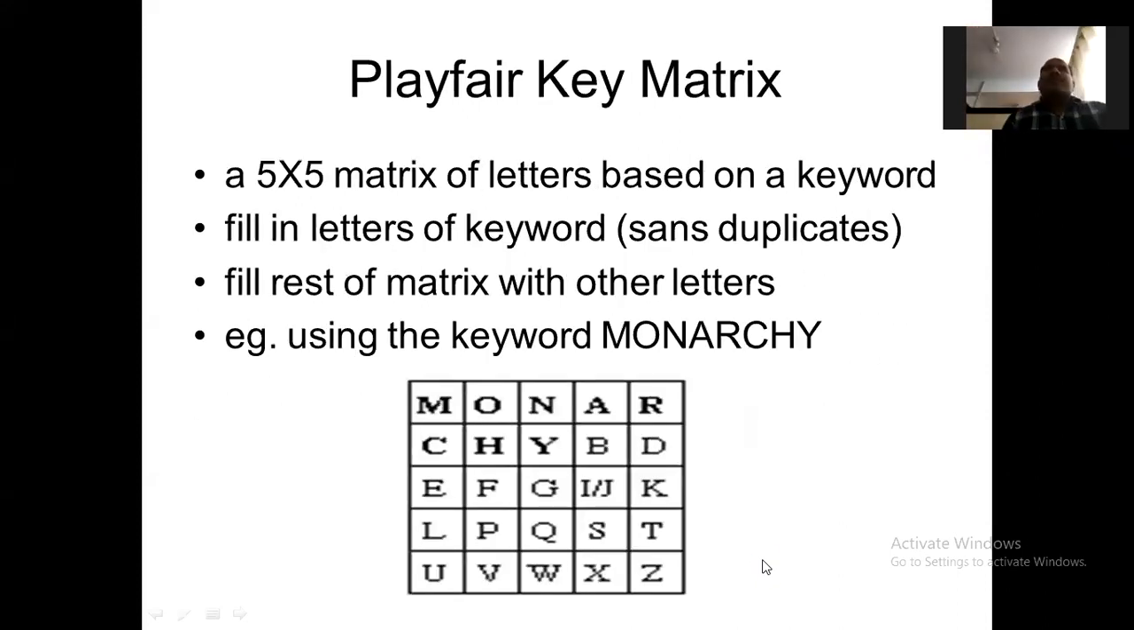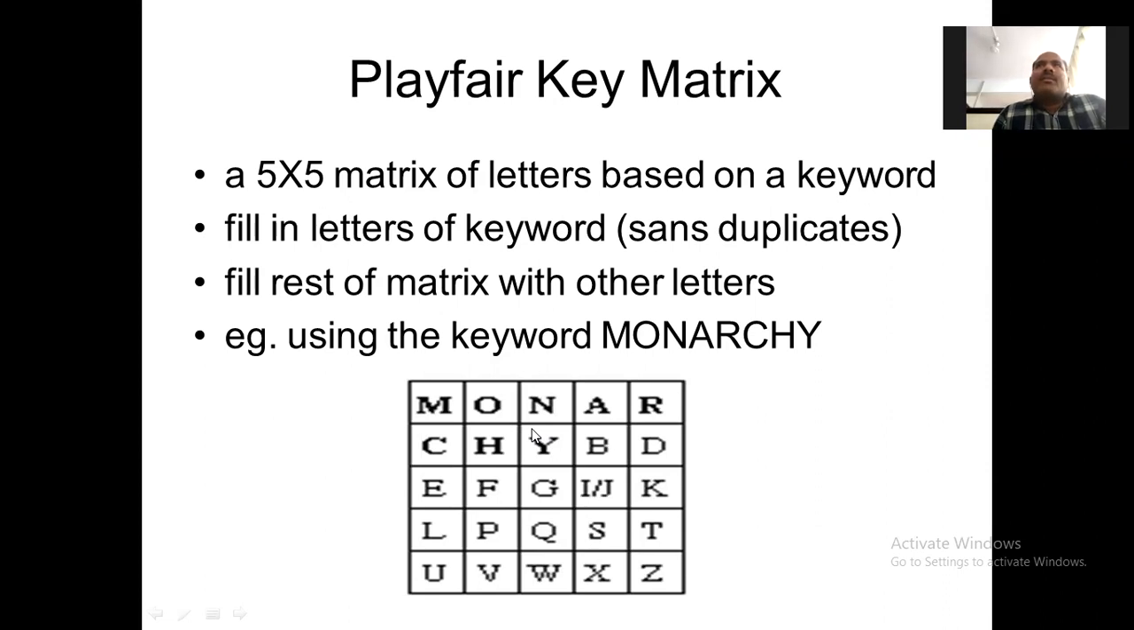In the Playfair cipher, first of all we need to construct a 5 by 5 matrix of letters and fill in the letters of the keyword. Whatever keyword you consider, we write it into the 5 by 5 matrix and fill the rest of the matrix with the other letters. For example, we have taken the keyword as monarchy. No repeated characters should be there, so we need to choose such keywords.